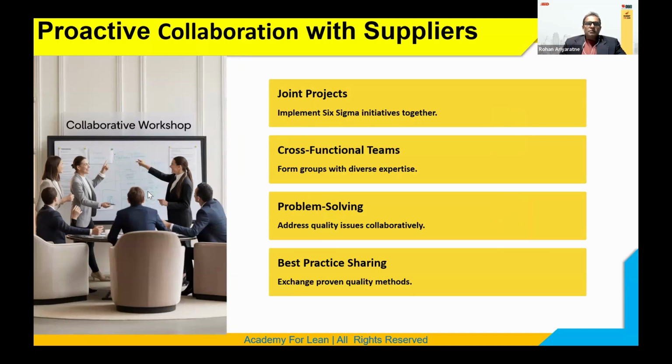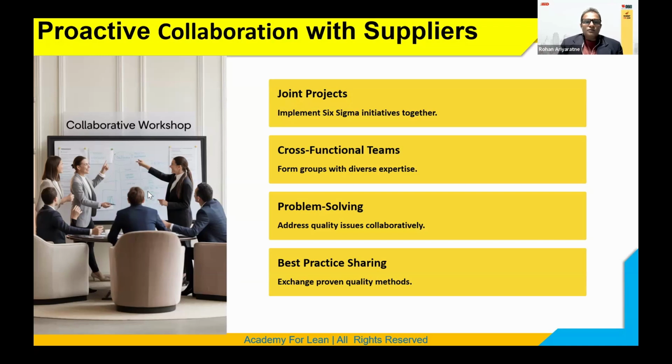All right. Proactive collaboration with suppliers. How do you collaborate with suppliers? As I explained, you have to start joint projects. For example, you can implement Six Sigma initiatives together, because with DMAIC you can define, measure, analyze, improve, and control, and do a lot of things if you implement Six Sigma. So you have to work hand in hand with them to start good projects.